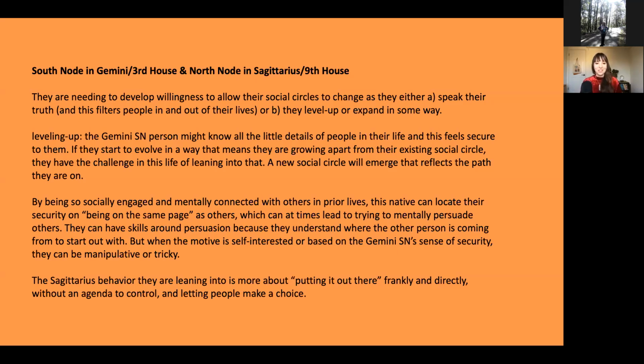And because they have this sense of their security being located in being on the same page as others, where we have security needs is where we have manipulation tendencies. So if the way that we're orienting our security is that everyone's on the same page, then a way that one could be manipulative from that framework is trying to persuade or convince others of their perspective. These individuals might be super aware of how their words land. It's even like thinking about Gemini as the writer or the marketer, the salesperson, knowing how to use language to be persuasive.